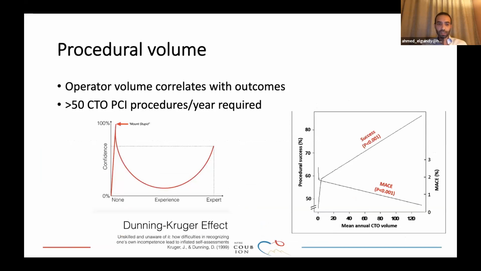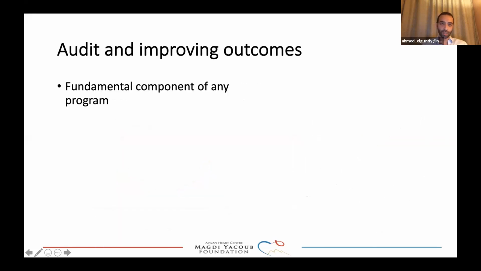What would you expect? What you want to achieve is to go safely through this initial phase where your experience really is close to nil, but with an alarmingly high confidence rate. And that will drop substantially as you gain more experience and will rise to more reasonable and realistic levels once you've reached a sort of maturity as an experienced operator. And again, this is from the NCDR database, and you can see that there is a direct correlation between procedural success and your annual CTO volume, and the same applies to complication rates.